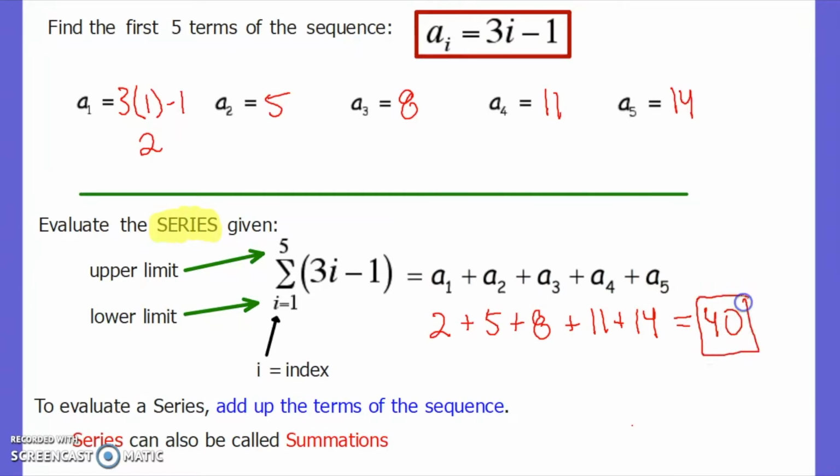And our overall sum then, as it's often called, a summation, or the series from term 1 to 5 of 3i minus 1, would be equal to 40. Again, we're not going to get the individual terms. We're looking to find the entire sum all added together.